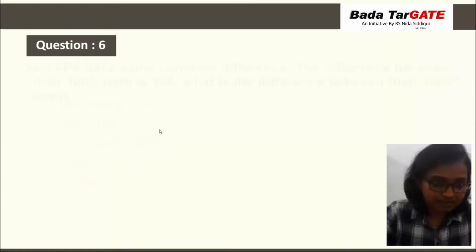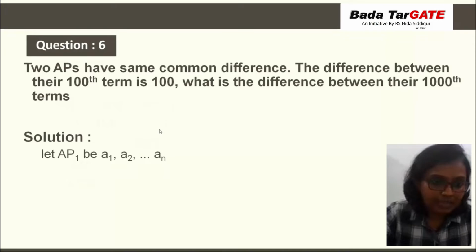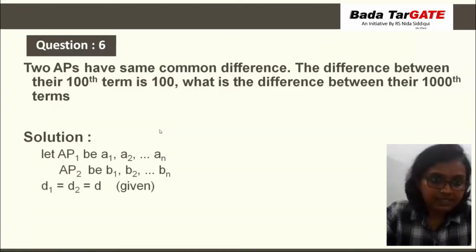So coming to question number 6. Two APs have the same common difference. The difference between their 100th terms is 100. What is the difference between their 1000th terms? Let the first AP be AP1, whose terms are A1, A2 up to AN, and the second AP be AP2, which is B1, B2 up to BN. In the question it is given that the two APs have the same common difference, D1 is equal to D2 is equal to D.